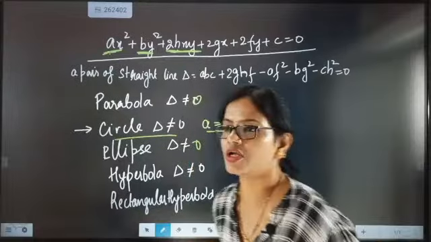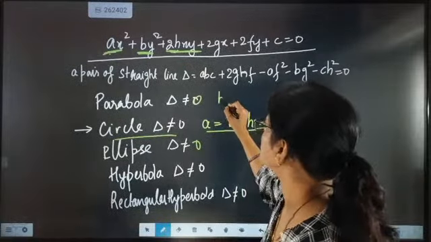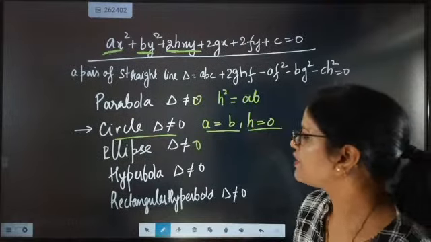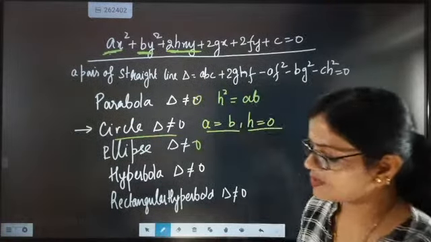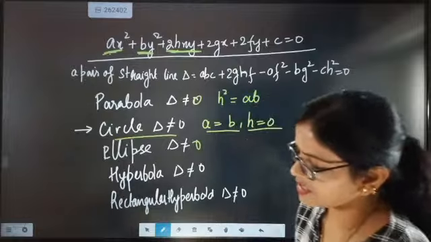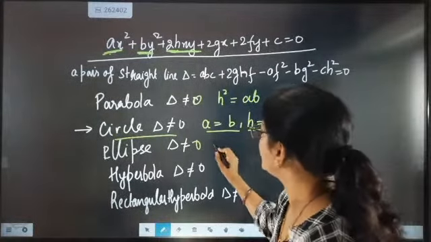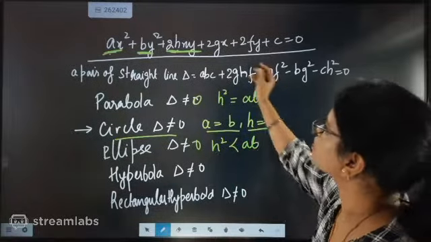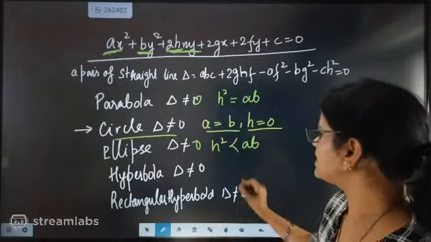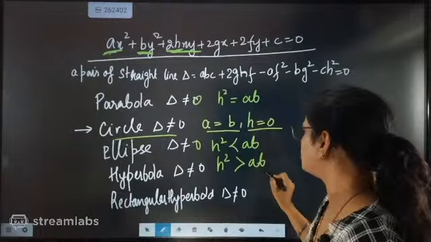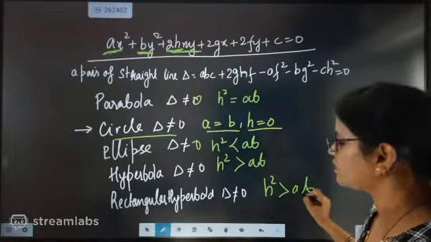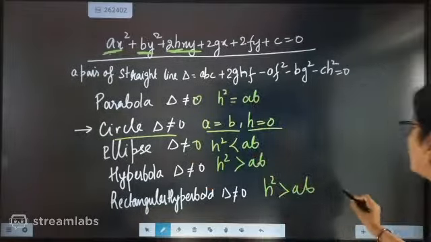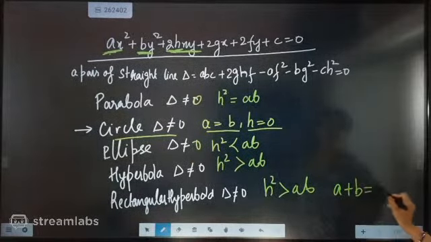And what about the parabola? For a parabola, only one condition you have to check: h square will be equal to ab. For the ellipse and hyperbola, one time it will be greater than and one time less than. For the ellipse, h square will be less than ab, and for the hyperbola it will be greater. For the rectangular hyperbola, one small extra condition applies, and that is a plus b equal to 0.